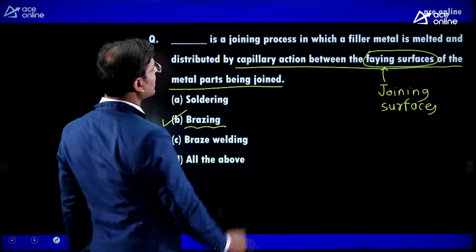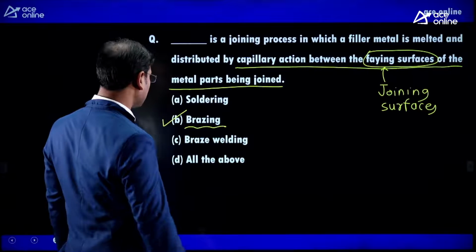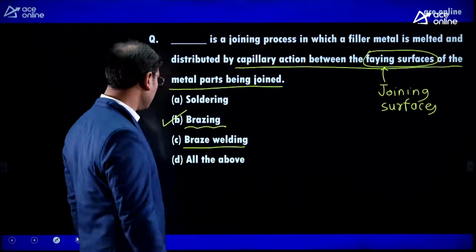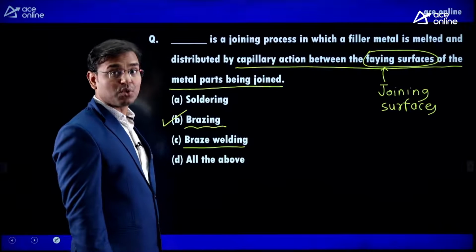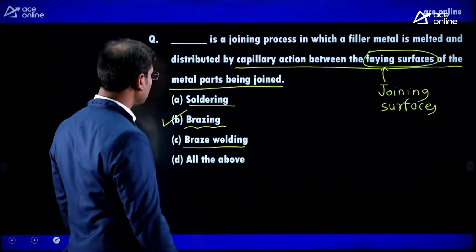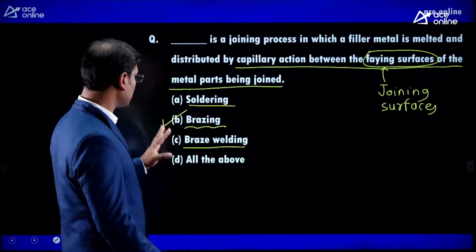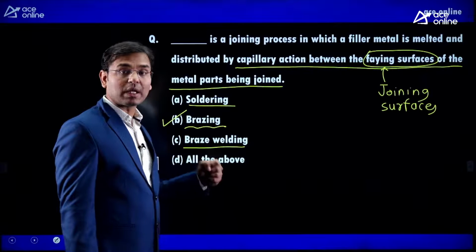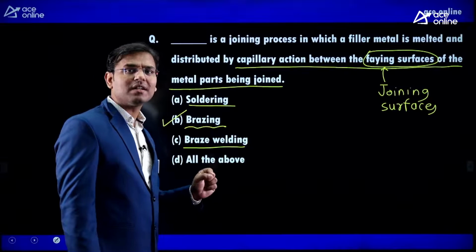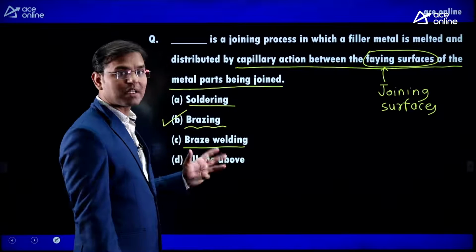Then brazing is a joining process in which a filler metal is melted and distributed by capillary action. Guys, in braze welding also the filler rod is required, but capillary action is not required, because braze welding is used for joining two pipes. And in soldering also we require the filler rod, but simply to join two components. So brazing we use for repairing cracks, and to repair cracks the molten metal needs to enter through very small spaces, so that molten metal must have high capillary action.